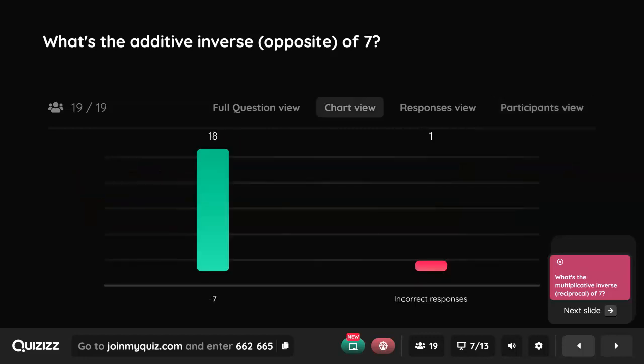Good. Negative 7. That's it. Just change the sign. Change nothing else about it. Negative 7.